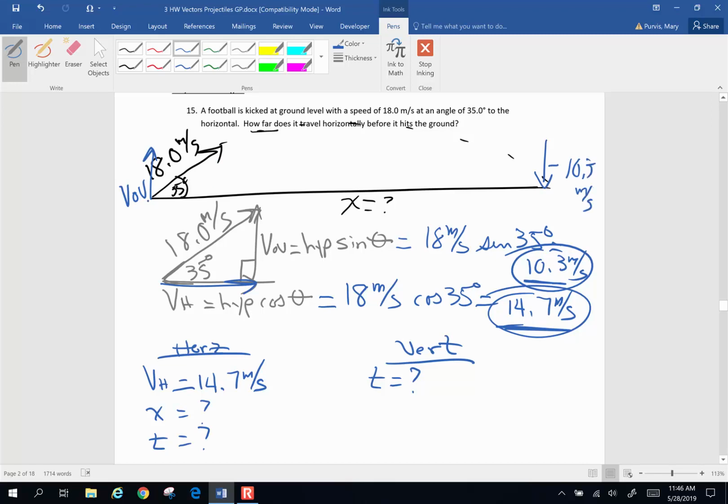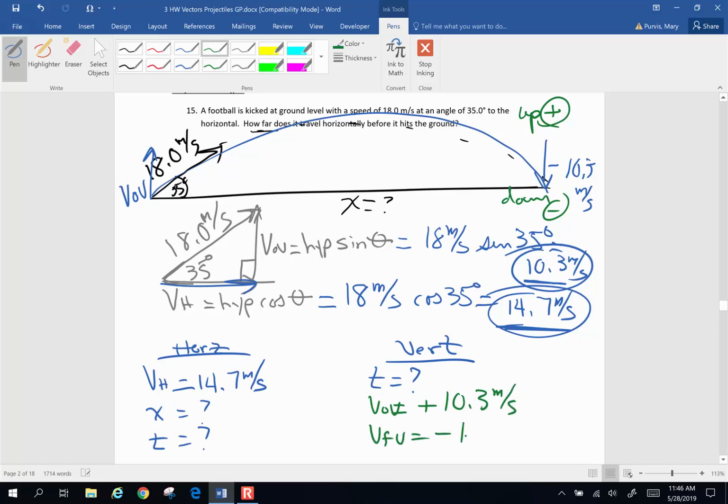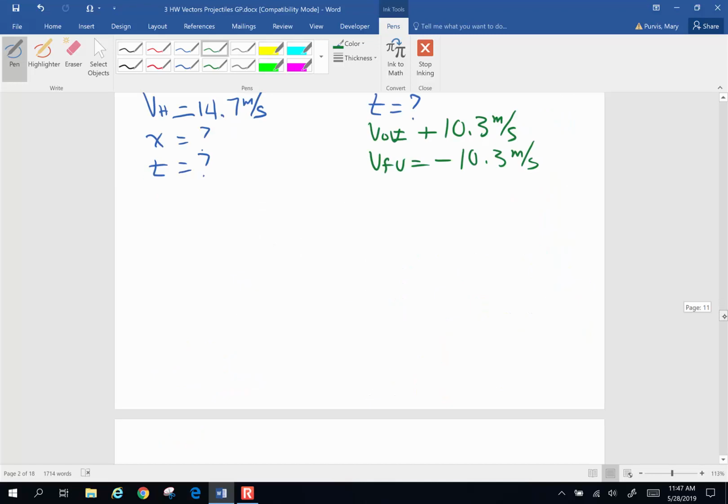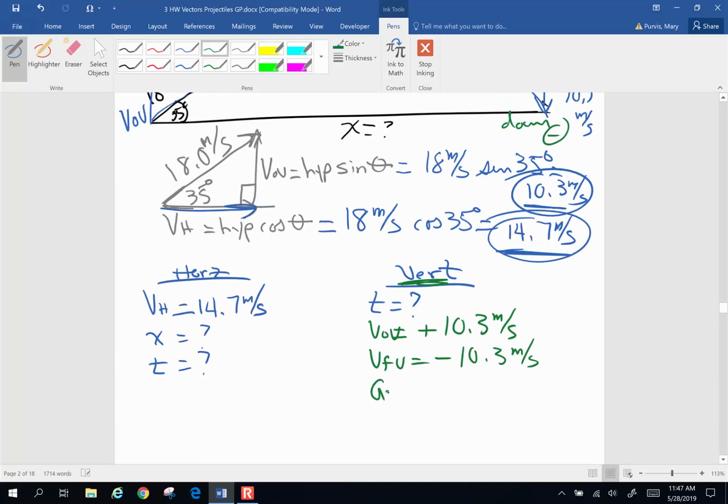Now we have up and down motion, so if you've got motion in two directions, you have to define one as positive and one as negative. I like to call up as positive and down as negative. So my original vertical velocity, I'm going to call a positive 10.3, and my final vertical velocity, I'm going to call it a negative 10.3. What's going to accelerate the object in the vertical direction? That's going to be our dear old friend gravity. Gravity is going to pull it down, and because gravity is acting in the downward direction, it's going to be a negative 9.8 meters per second squared.